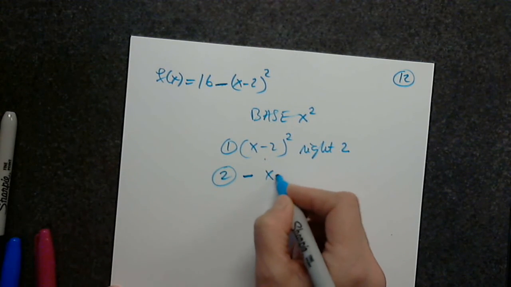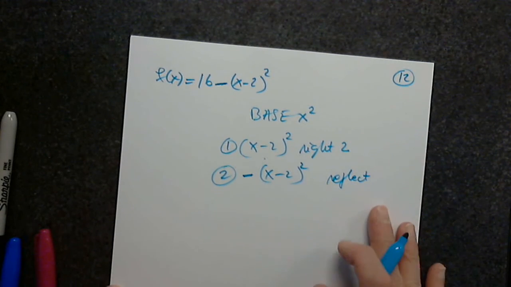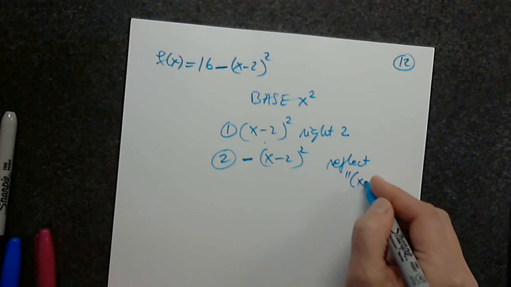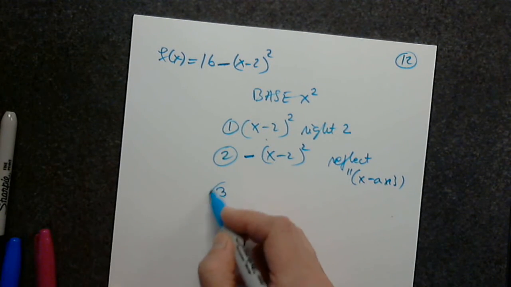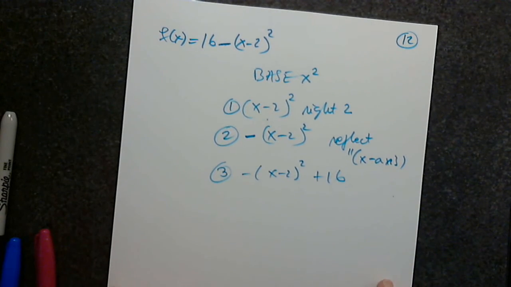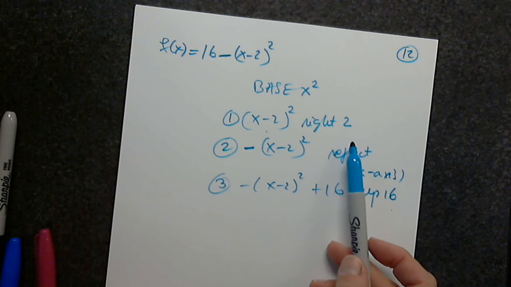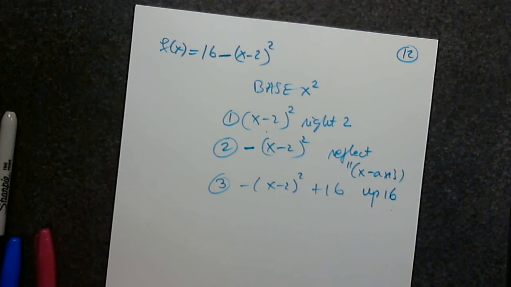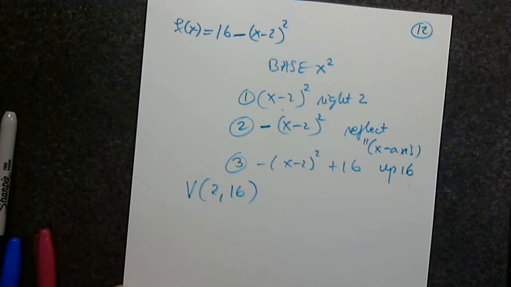So it's negative x minus 2 squared, which is a reflection with respect to the x-axis. And number 3 is negative x minus 2 squared and plus 16. So up 16. So we move right 2, then we reflect, and then up 16. So the vertex must be 2 comma 16.